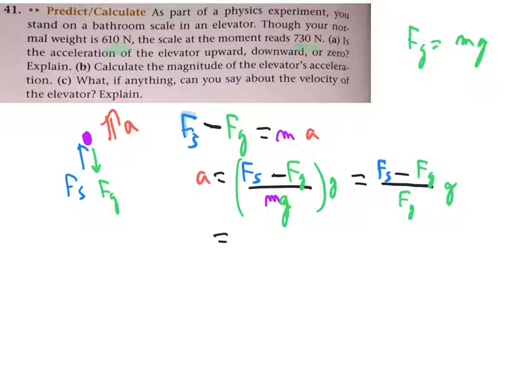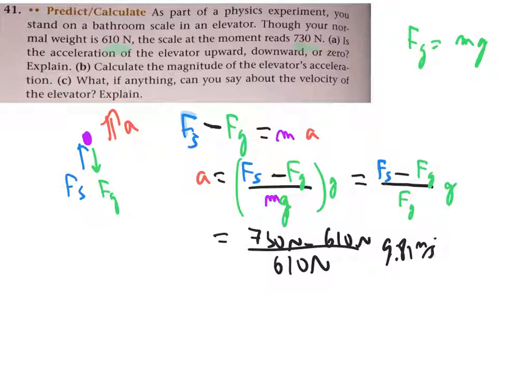All right, if we throw in our numbers, we would have 730 newtons minus 610 newtons over 610 newtons, all times 9.81 meters per second squared. So we get 1.9298 meters per second squared, which is really 1.9 because we have only 2 digits of accuracy. That's part B. And part C says, what, if anything, can we say about the velocity of the elevator?